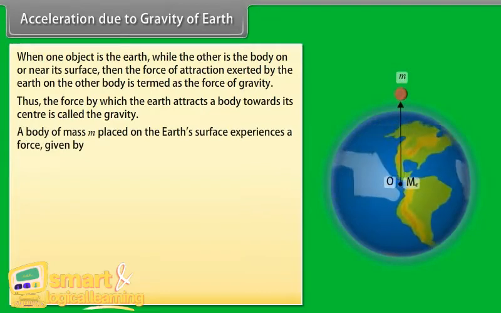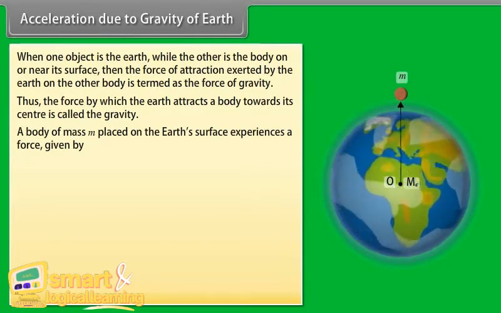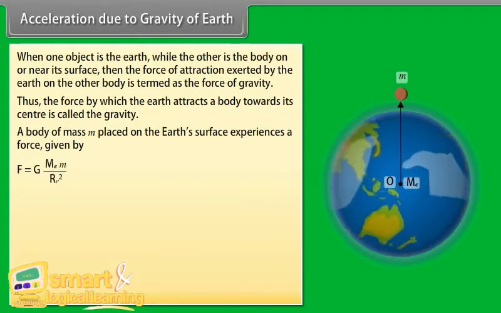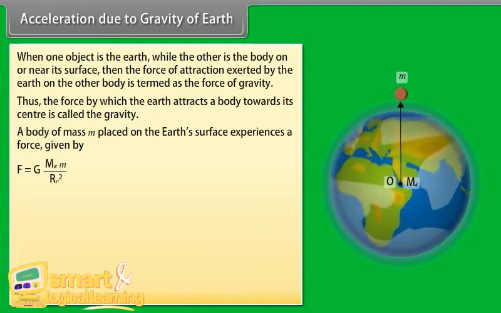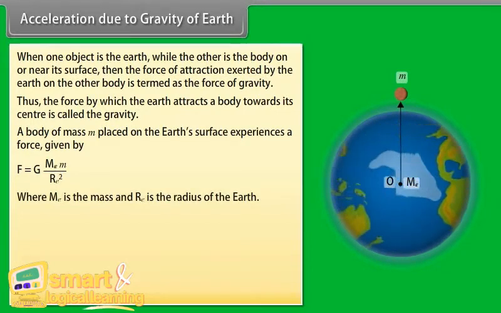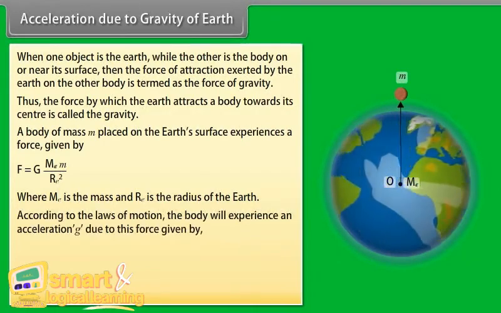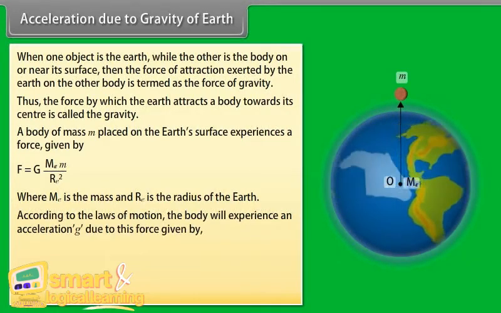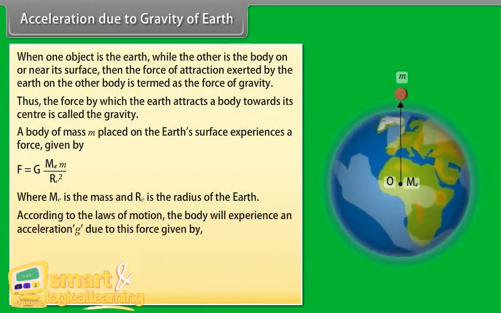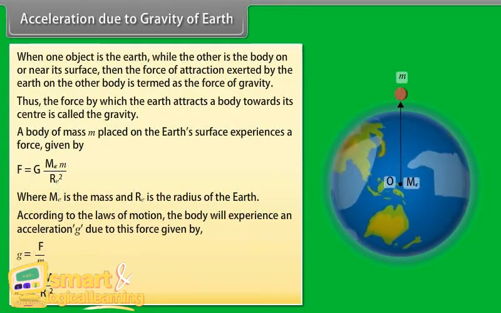A body of mass m placed on the Earth's surface experiences a force given by F is equal to G into Me m upon Re square, where m is the mass and Re is the radius of the Earth. According to the laws of motion, the body will experience an acceleration g due to this force given by g is equal to G into Me divided by Re square.